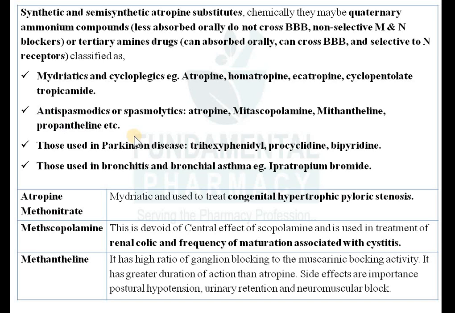Second is antispasmodic. Antispasmodics like atropine, methscopolamine, methantheline, propantheline. Then those used in Parkinson's disease are trihexyphenidyl, procyclidine and biperiden. Those used in bronchitis and bronchial asthma are like ipratropium bromide. An example of an antispasmodic is dicyclomine. And propantheline is mostly used as an anti-secretory agent.